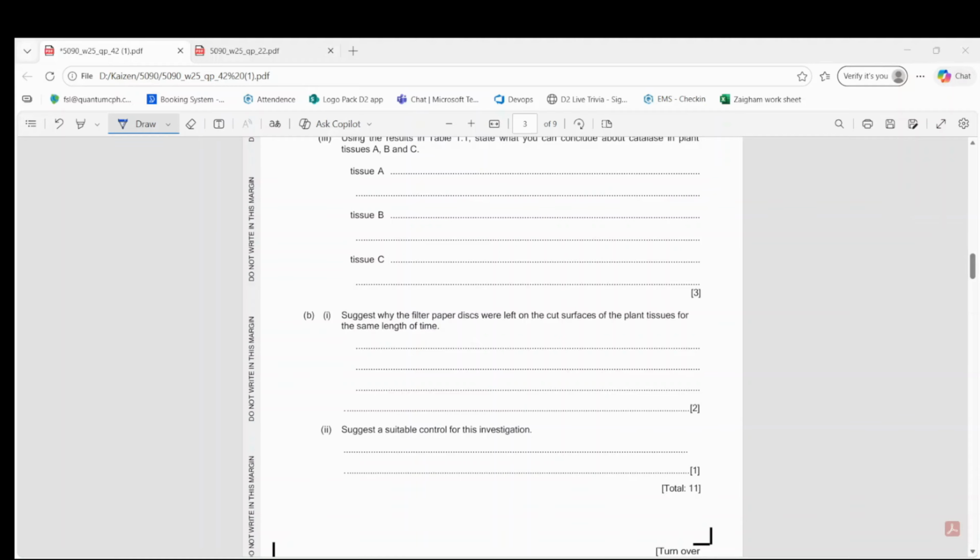Next one is, what is a suitable control? Control means, as we have already discussed, that whatever you are investigating shall be absent. So you can use water instead of... yes. We can use a denatured one, boiled tissues, and second, we can use water instead of hydrogen peroxide.